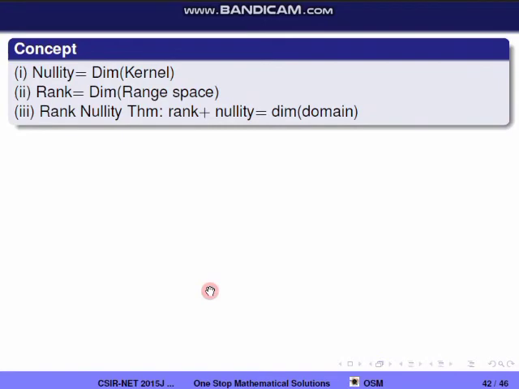So we look into the concept used. Nullity is equal to the dimension of kernel and rank is equal to the dimension of range space. Rank nullity theorem states that rank plus nullity is equal to dimension of domain. So now we'll move on to the question.